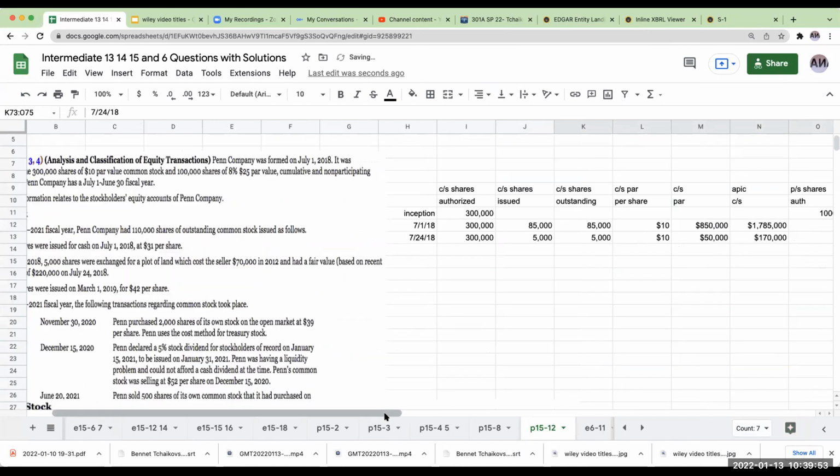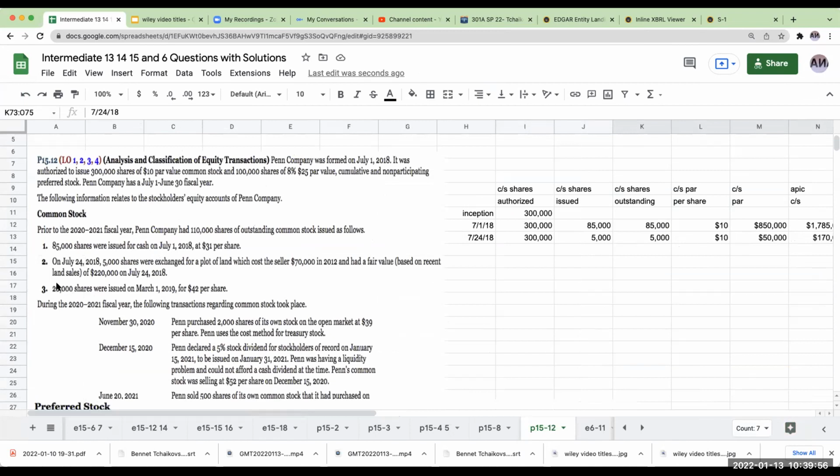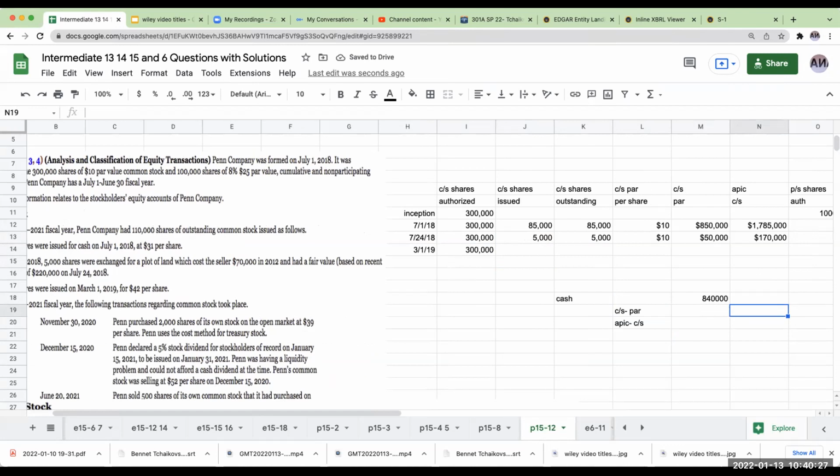Okay. Now let's go to the next one. Number 3, 20,000 shares were issued on March 1st, 2019 for $42 per share. So this is going to be straight up cash, common stock at par, additional paid-in capital common stock. So this is going to be 20,000 times 42. This over here is going to be common stock at par. This is going to be 20,000 times 10. The difference is going to go to additional paid-in capital common stock.